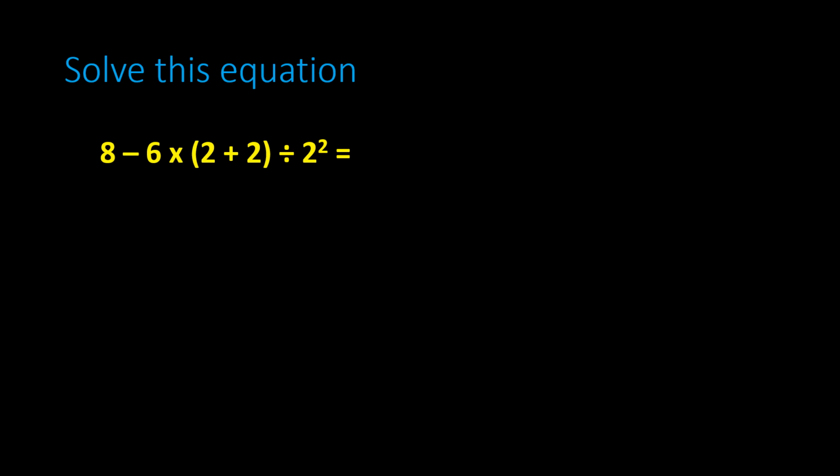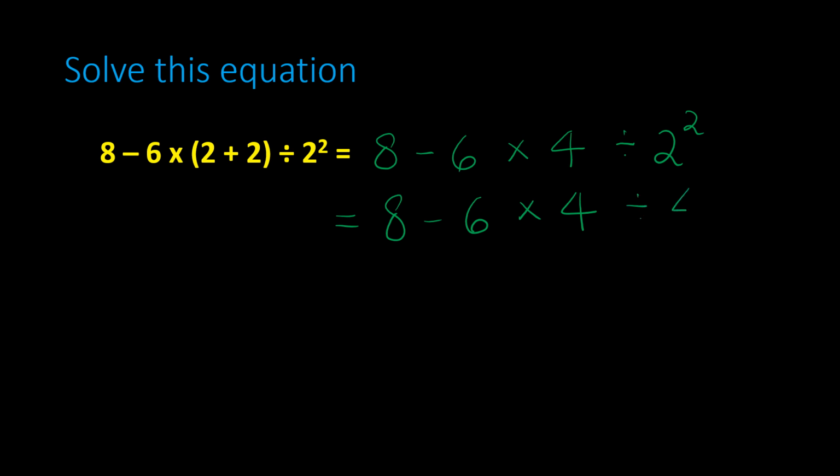Let's solve this last equation. We have 8 minus 6 times 2 plus 2 in brackets, divide by 2 to the power of 2. Using the BIDMAS rule, we will have to do the numbers in brackets first, which is 2 plus 2, 4, divide by 2 to the power of 2. Next, we would do the exponent. So 2 to the power of 2 is 4.